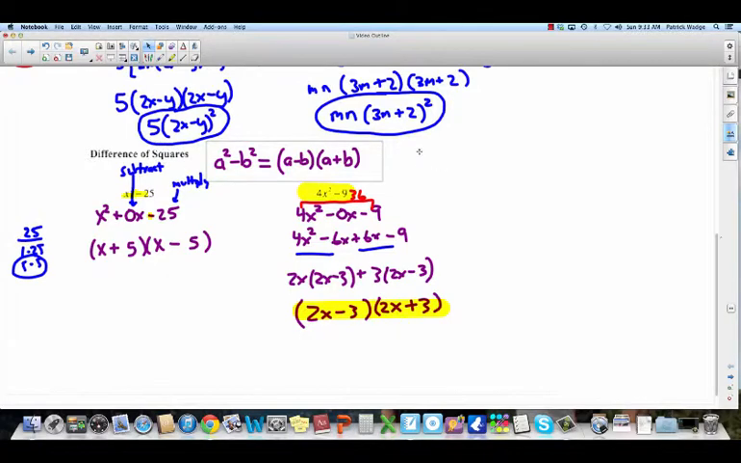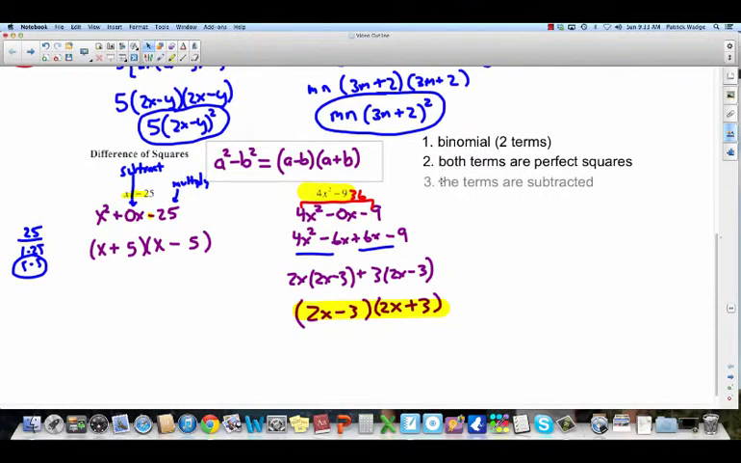So basically for this to be possible, you need to have a binomial. Just two terms. This never worked for three terms. It has to be two terms. Binomial. That's how come these ones are easy to spot. They're binomials. Both terms have to be perfect squares. And both of the terms must be subtracted. If this was 4x squared plus 9, you would not be able to factor this. Okay, so if you have a binomial that meets those three criteria there, you can use difference of squares, and you don't have to do all these other steps. You can just go right to the answer.